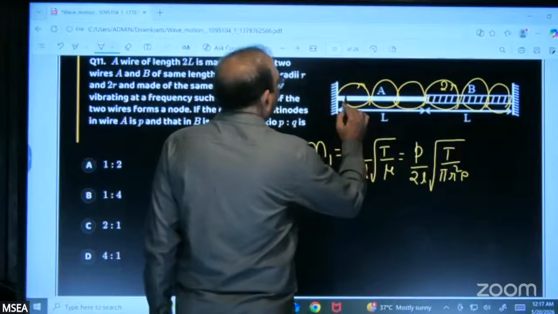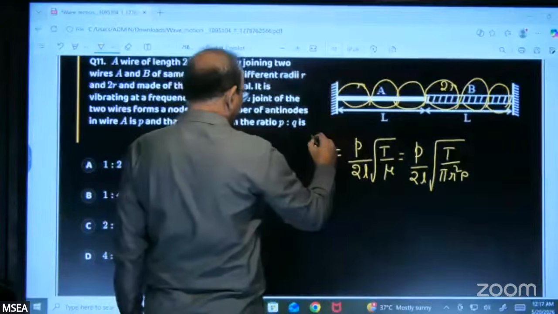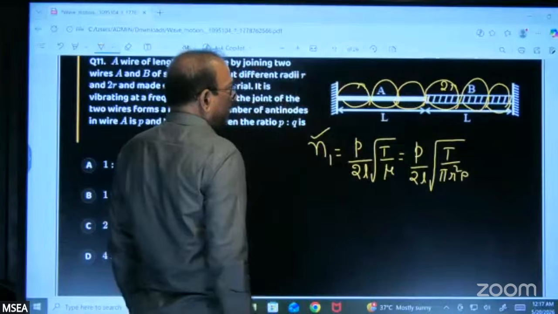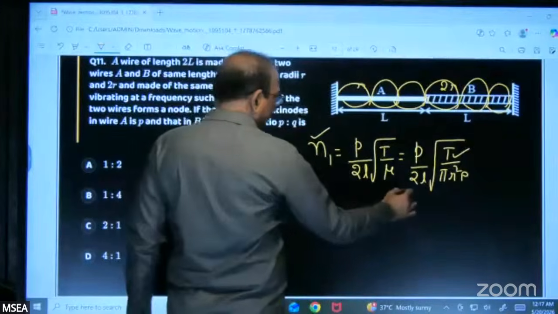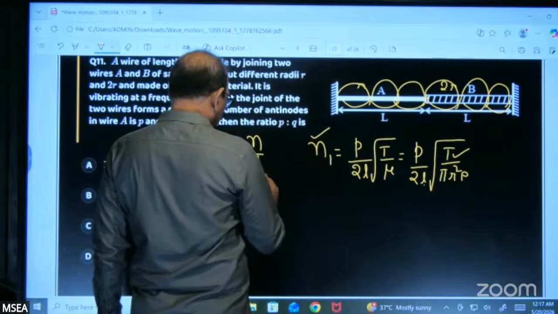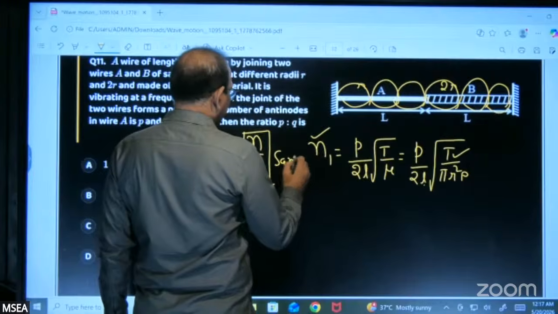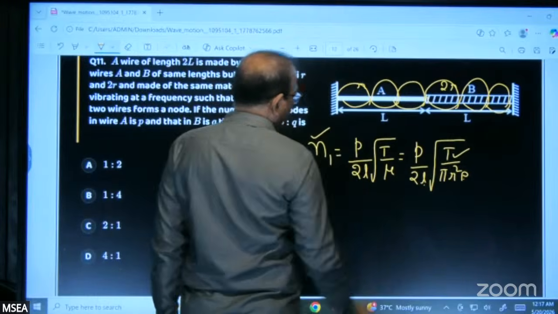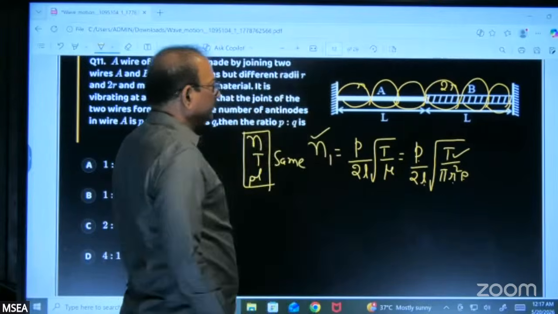Now see, whenever a wave travels from one medium to another medium, frequency is constant. So frequency is constant here. For both the wires, frequency is same. And both are under same tension. Tension same here. And length same. So frequency, tension, length, these three are same for both the wires here. And density also, they are of same material. Density also same. So what are different? Number of loops and radius.